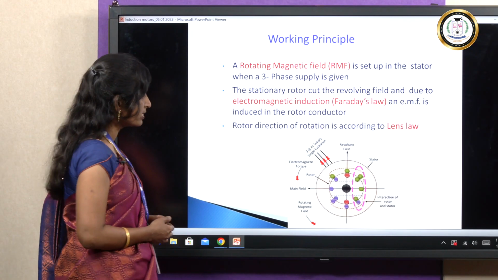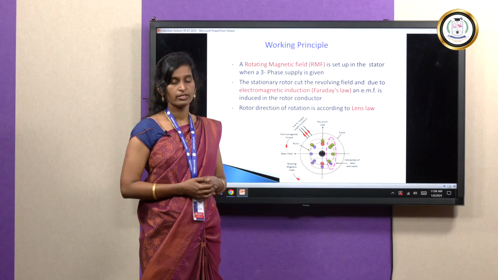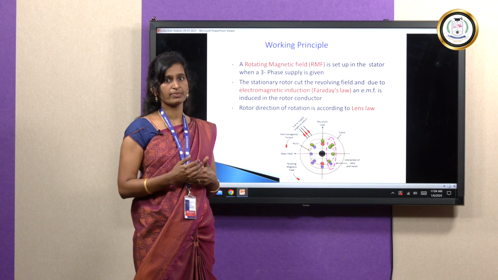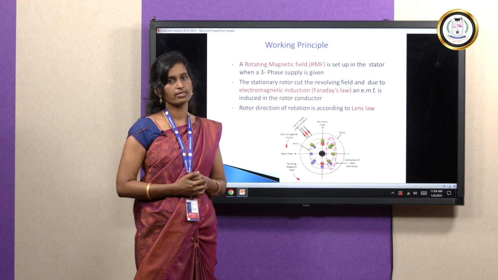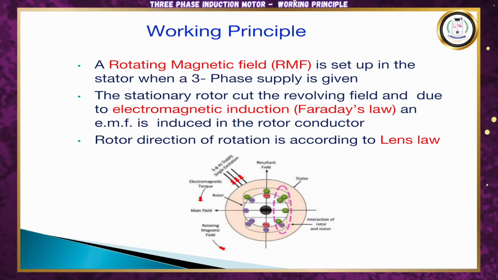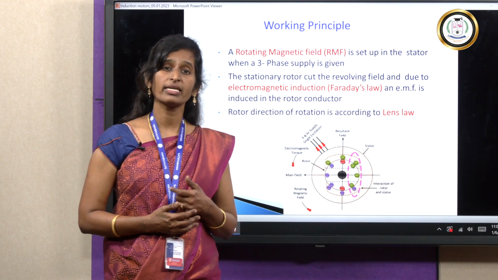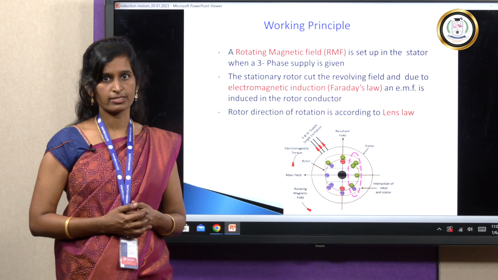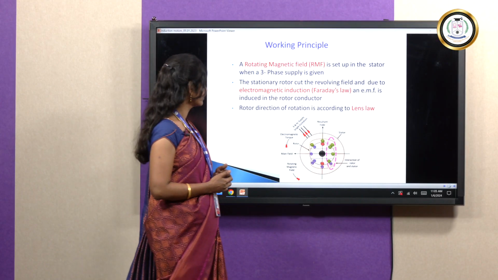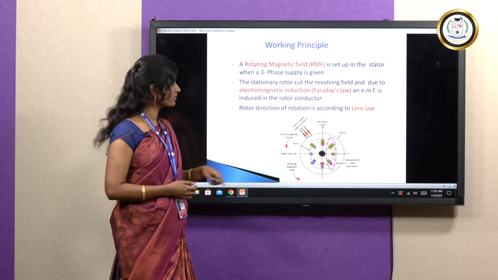Now we have the stationary rotor placed inside, which is not rotating. The rotating magnetic field is rotating at synchronous speed and the rotor is stationary. So what happens here? According to Faraday's law of electromagnetic induction, we have moving flux and stationary conductors. The moving flux will cut the stationary conductors and thereby EMF is induced on the stationary conductors. This induced EMF takes its direction according to Lenz's law. So this is the working principle.